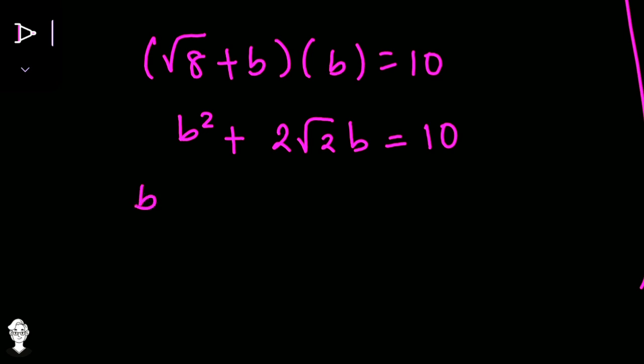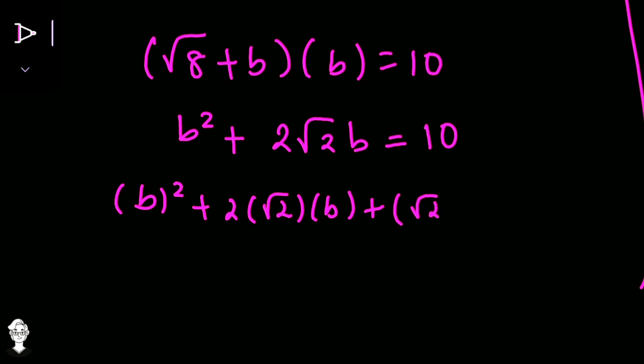Now I will use the completing the square method. So I will take it this way. b the whole square plus 2 times square root of 2 times b plus square root of 2 the whole square. As I am adding this over here, this extra thing I added, I have to add it to the RHS as well. So 10 plus square root of 2 the whole square, which means 2. So 10 plus 2 is equal to 12.